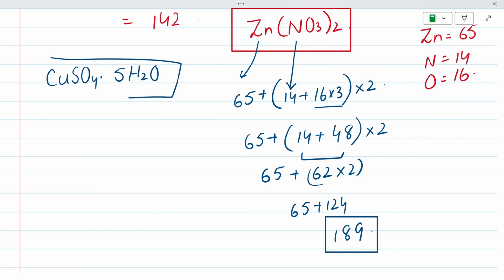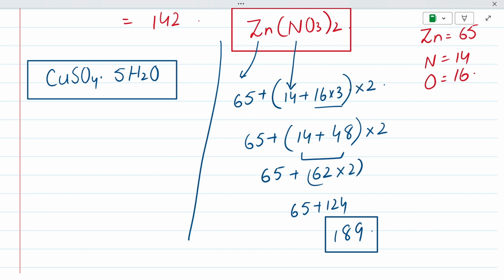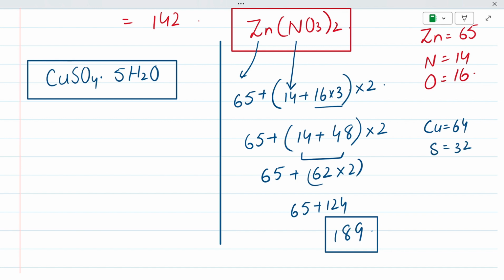These are the hydrated salts, which have water particles attached to them. In this condition, you will add water molecules into it as well at the end. Let's say we have atomic masses: copper is 64, sulfur is 32, oxygen is 16 and hydrogen is 1. I believe all these are the values which are needed.